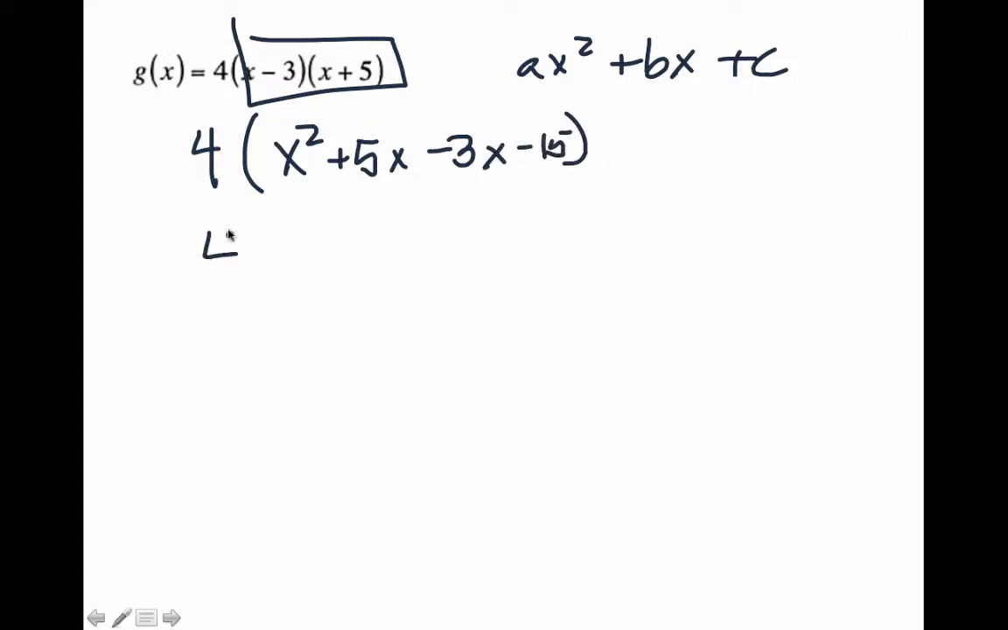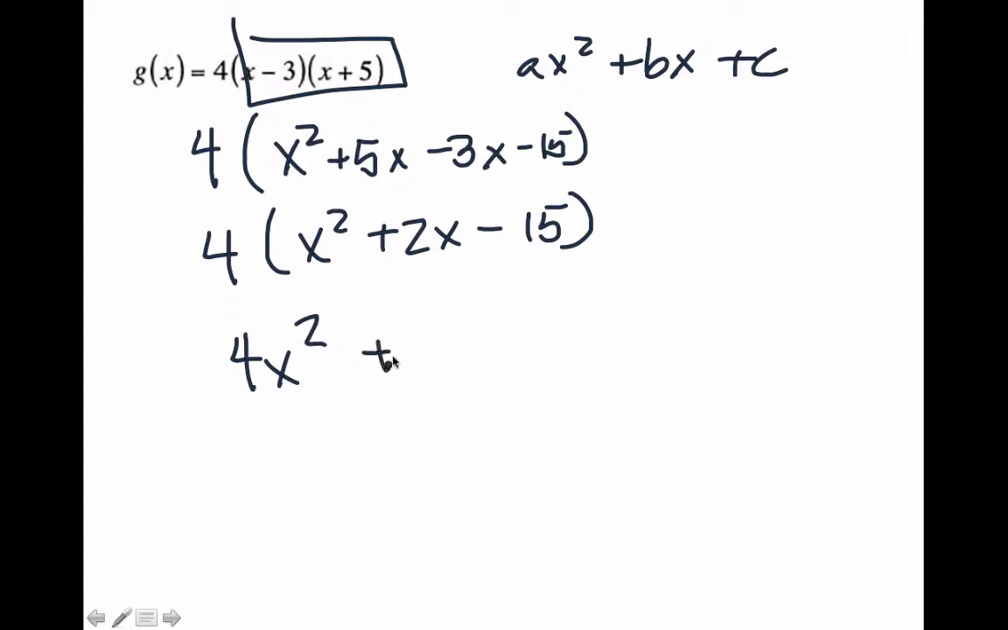If you jump to this step, x squared plus 2x minus 15, I wouldn't mind. I might jump there. And then the last step is multiply that out, distribute the 4, and get 4x squared plus 8x minus 60. And there you are, general form.